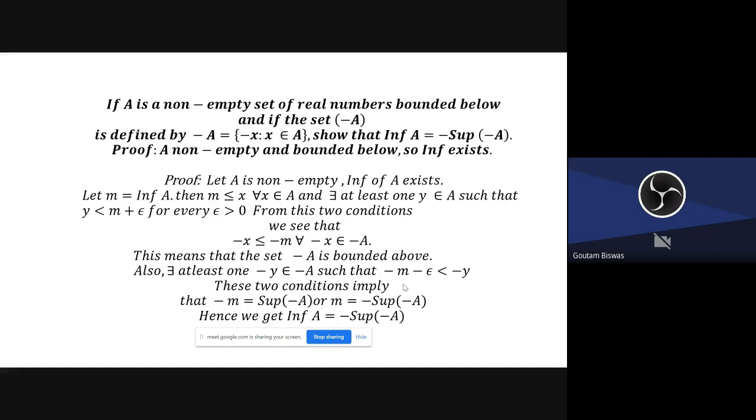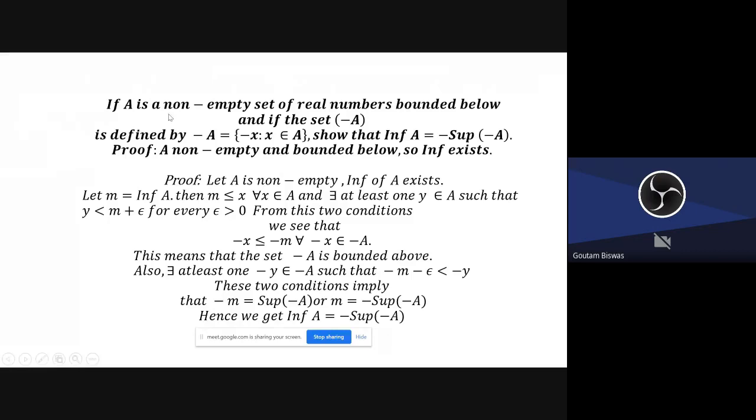Next, if A is a non-empty set of real numbers bounded below, and if the set minus A is defined like this, then infimum A is equal to minus the supremum of minus A. This is again the same theorem, but in a slightly different language. I don't know in which form this language may come in the examination, so I have given this. A non-empty and bounded below set has an infimum.